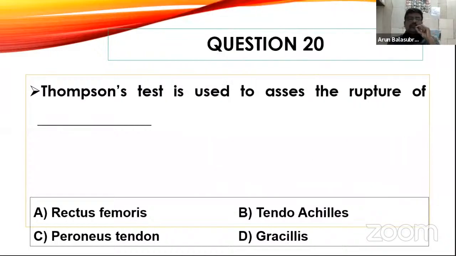Right. So very easy question. Thomson test is to assess rupture of what? So Thomson test, not Thomas test. Please note it down. Thomson test. Is it a rectus femoris rupture, tendo achilles, peroneus tendon, or gracilis?